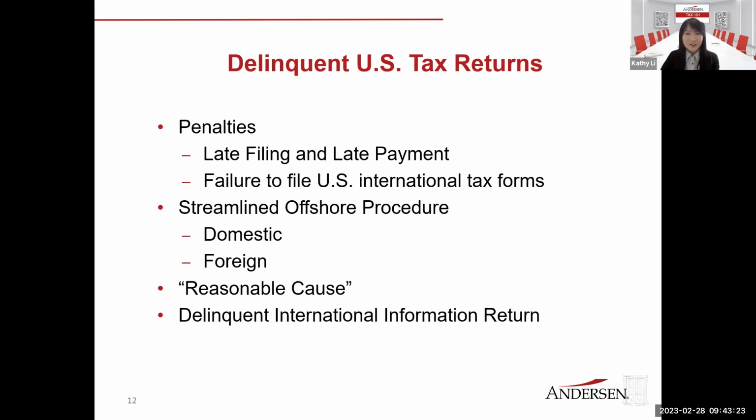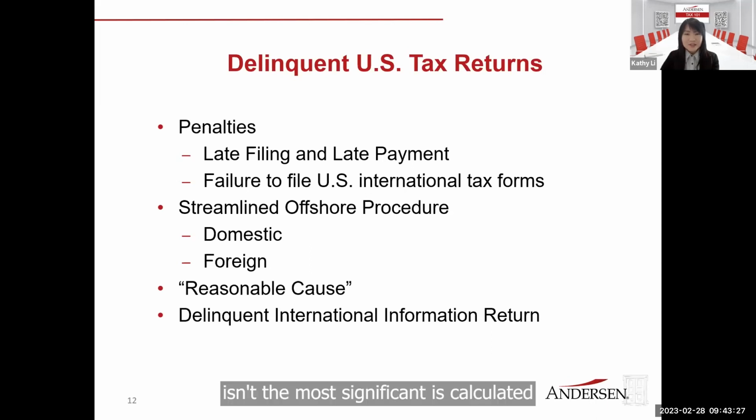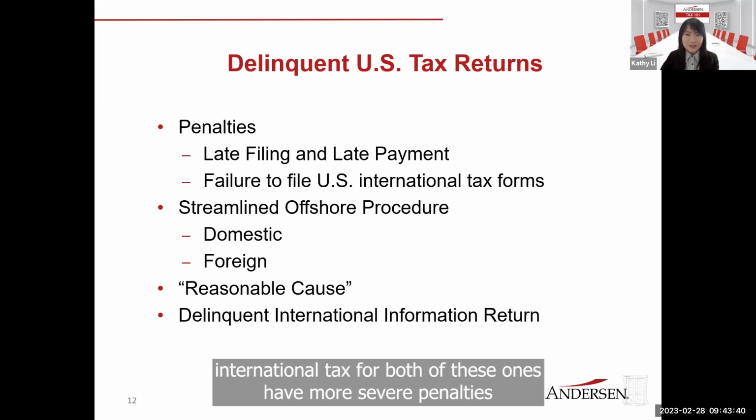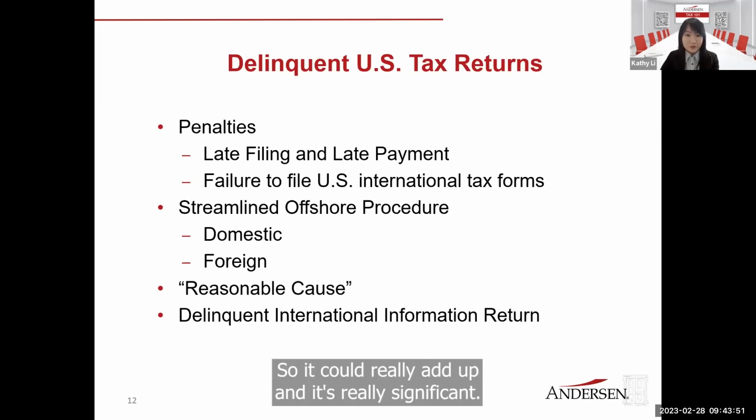For sure. So the penalties for late filing and late payment aren't the most significant. It's calculated at up to 25% of unpaid taxes. But what's important here, and Philip did mention this, is the failure to file U.S. international tax forms. These ones have more severe penalties, where the minimum is a $10,000 penalty and it goes up to $25,000 per form. So it could really add up, and it's really significant.